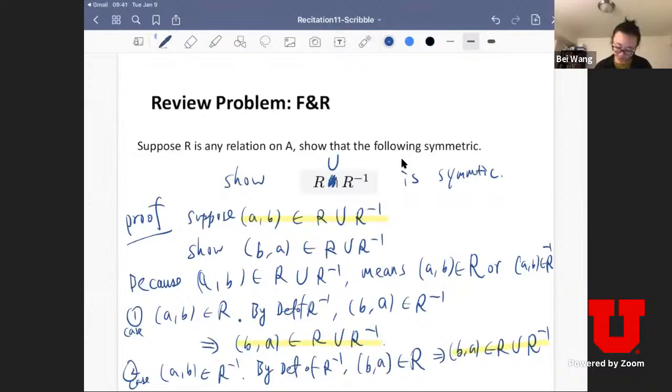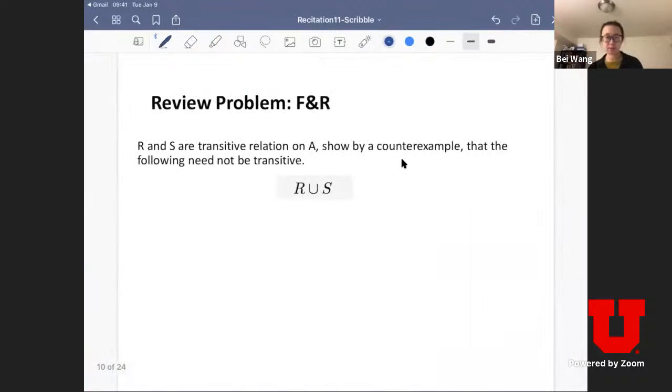So therefore, R union R inverse is symmetric. So that's the end of the proof. Okay. All right. Next one.